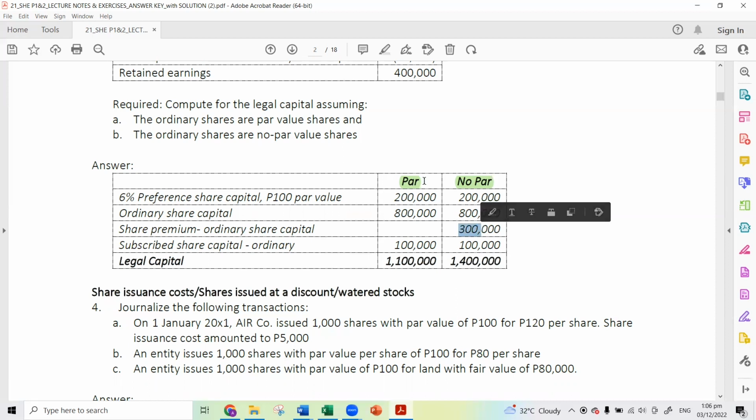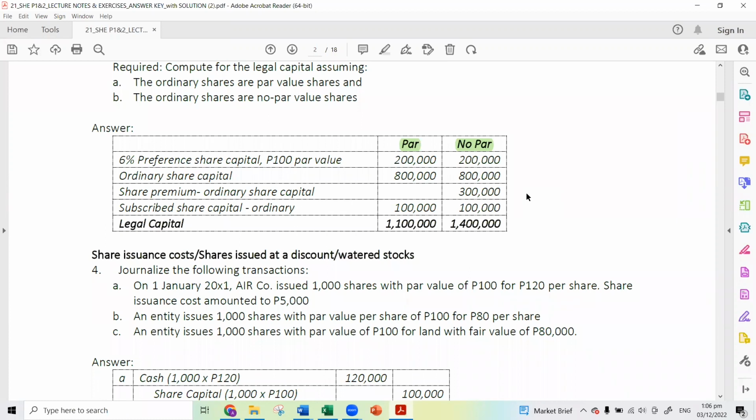Okay? Again, the legal capital of par value shares includes the aggregate par value of the shares issued and subscribed, while under no par value shares, your legal capital is the total consideration received or receivable from shares issued or subscribed. And the total consideration refers to the subscription price inclusive of the amount in excess of the stated value, and that is your share premium. Okay? So that is your legal capital.